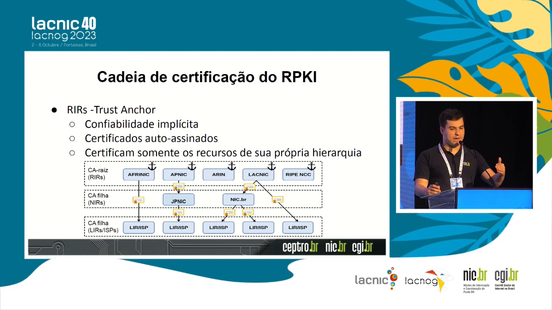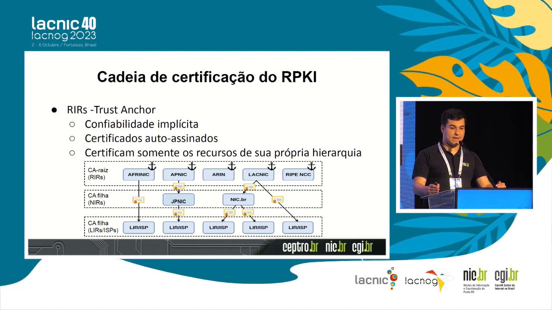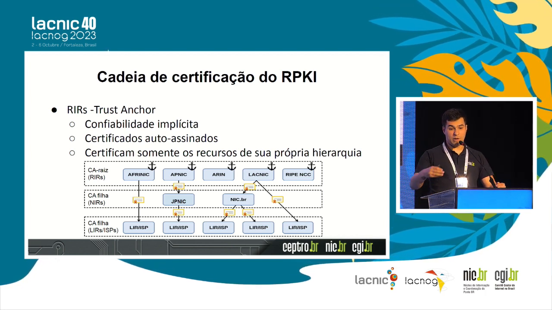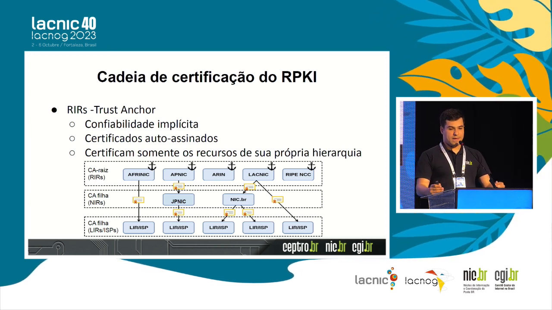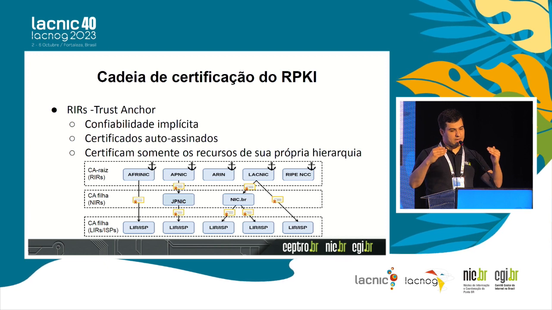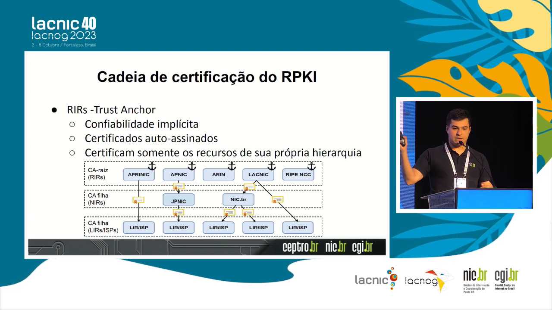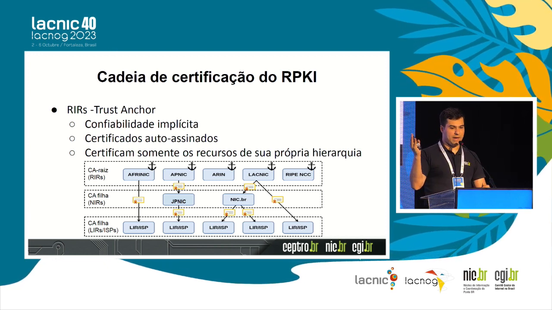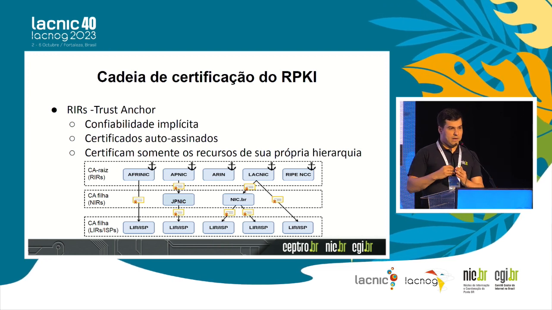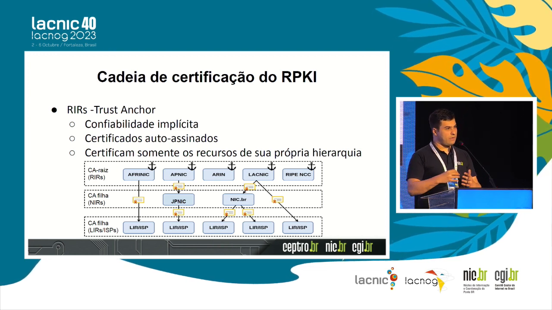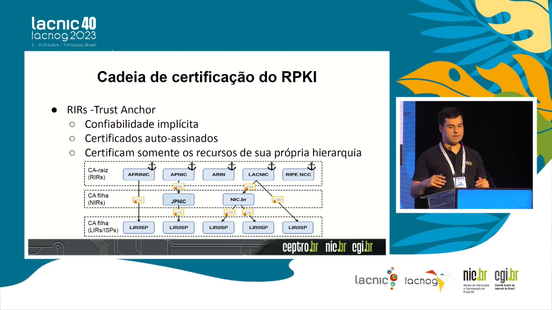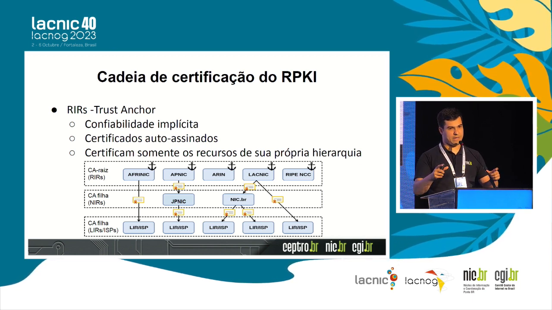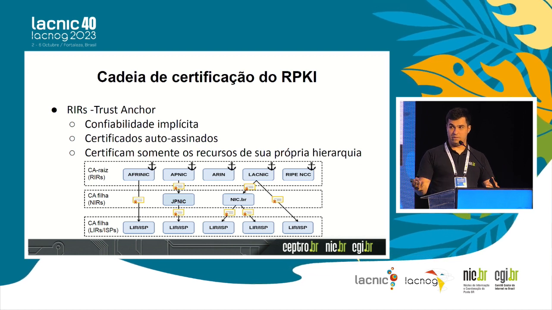Let me show you how the same structure works inside RPKI. We have the root CAs: AFRINIC, APNIC, ARIN, LACNIC, and RIPE NCC. Those are the root CAs. And then we have the child CAs, JPNIC and NIC.br. And then the provider will come in as the child CA in the middle.